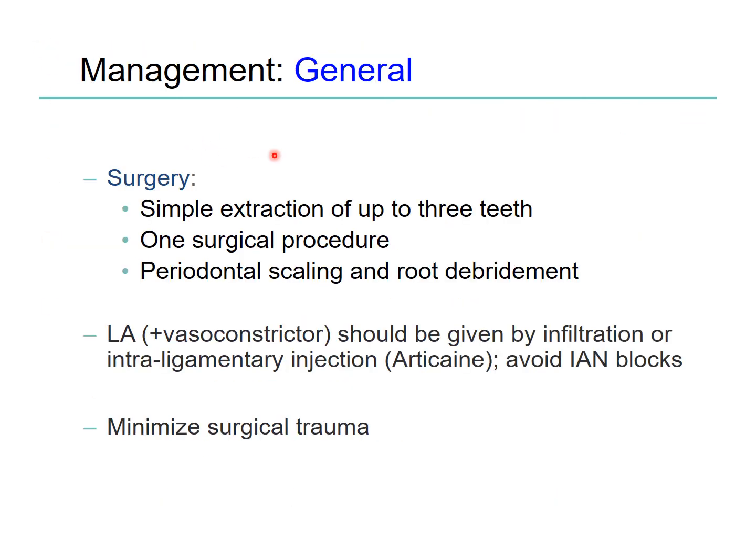So patients who are on antiplatelet or anticoagulant agents can have minor oral surgical procedures done in primary care. So simple extraction of up to 3 teeth can be done in a single appointment. Obviously, you're not going to extract all 3 teeth back to back, so you would extract one tooth first, establish hemostasis before you move on to the next tooth, just to be on the safe side. You can also do one minor oral surgical procedure, such as removal of a lump or bump or a biopsy. Similarly, one course of periodontal scaling and root debridement can be done in primary care.